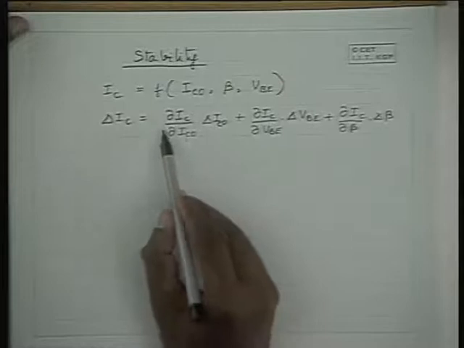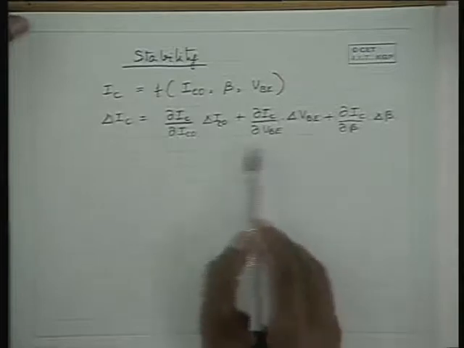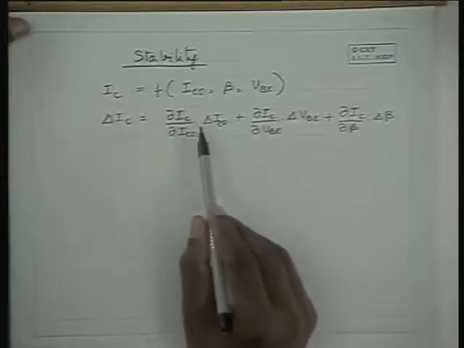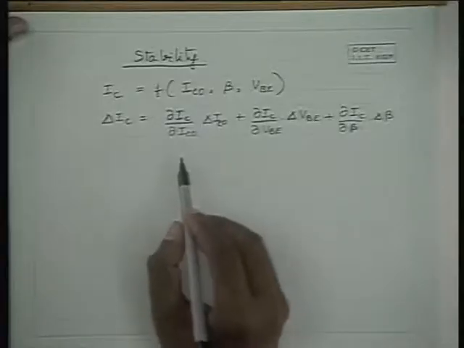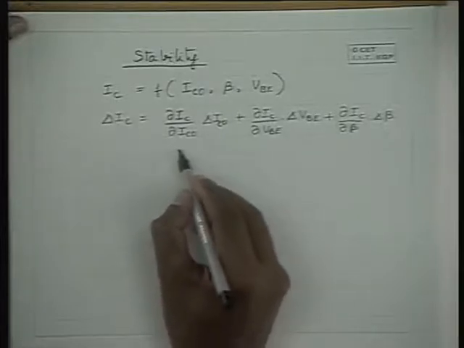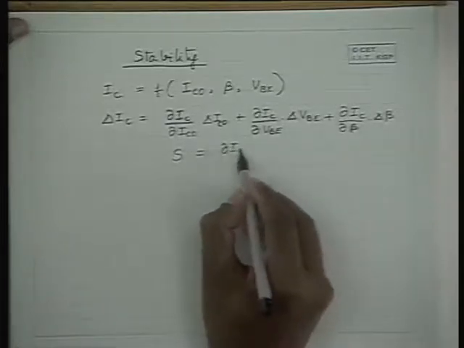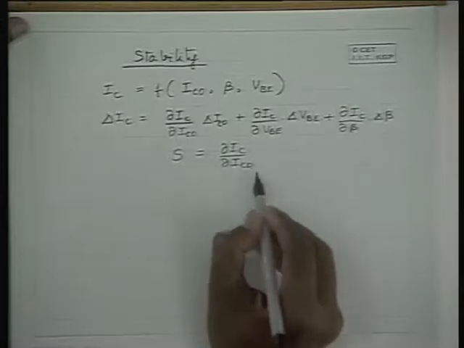Now, please note that the quantities dou IC by dou IC naught, dou IC by dou VBE, dou IC by dou beta can be determined given the circuit and the transistor characteristics. Now this parameter dou IC by dou IC naught is a stability parameter S due to the temperature variations, due to the IC naught variations, which are as a result of the temperature variations.